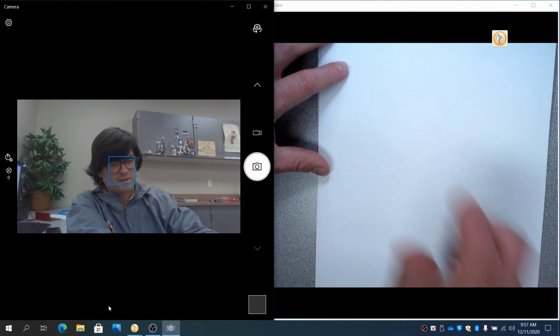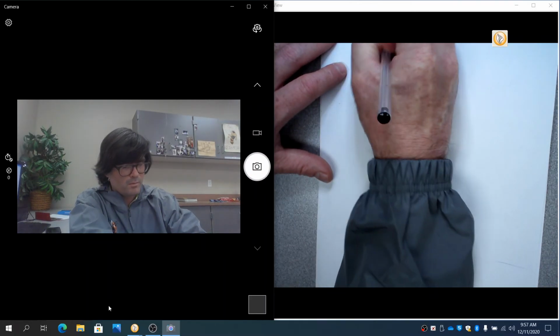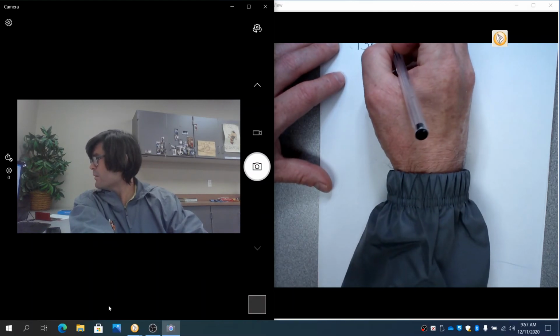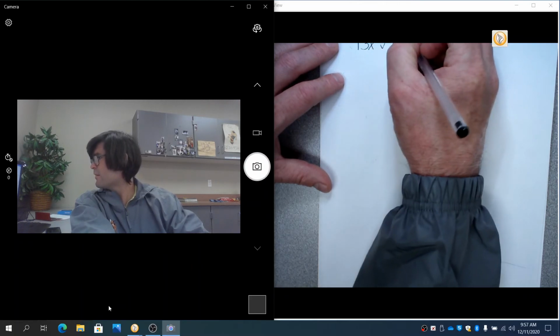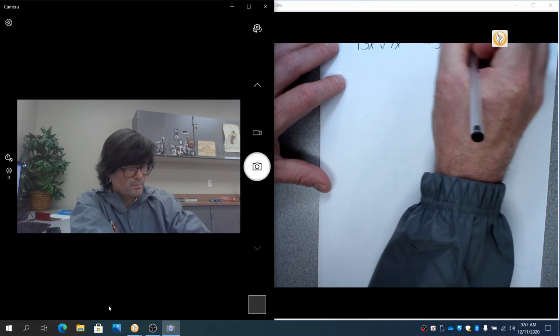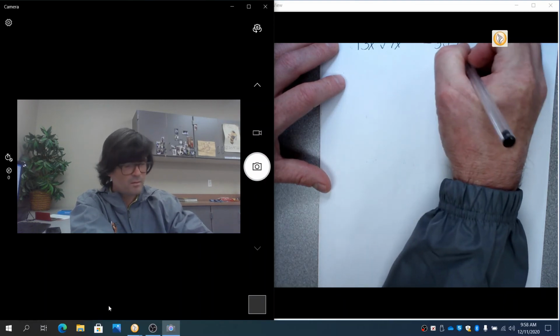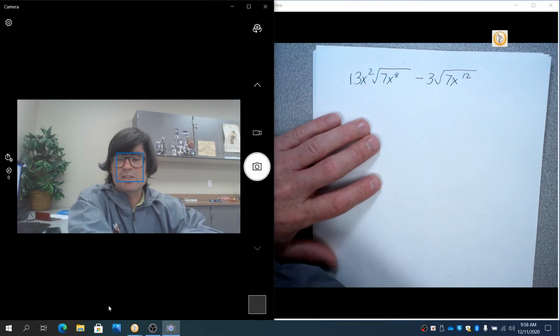And maybe just a couple more. Square root of 7 x to the 8th. So this is a subtraction problem.